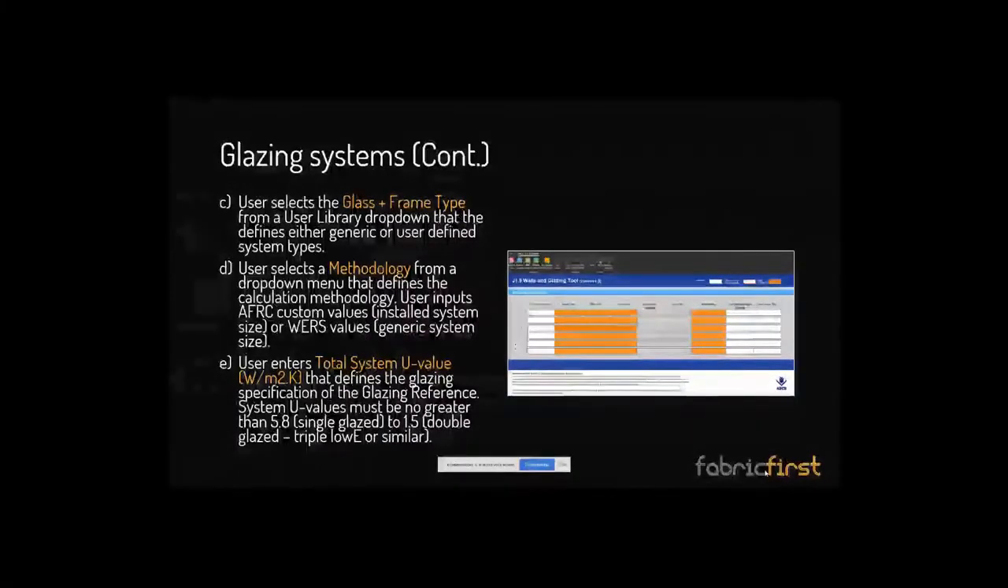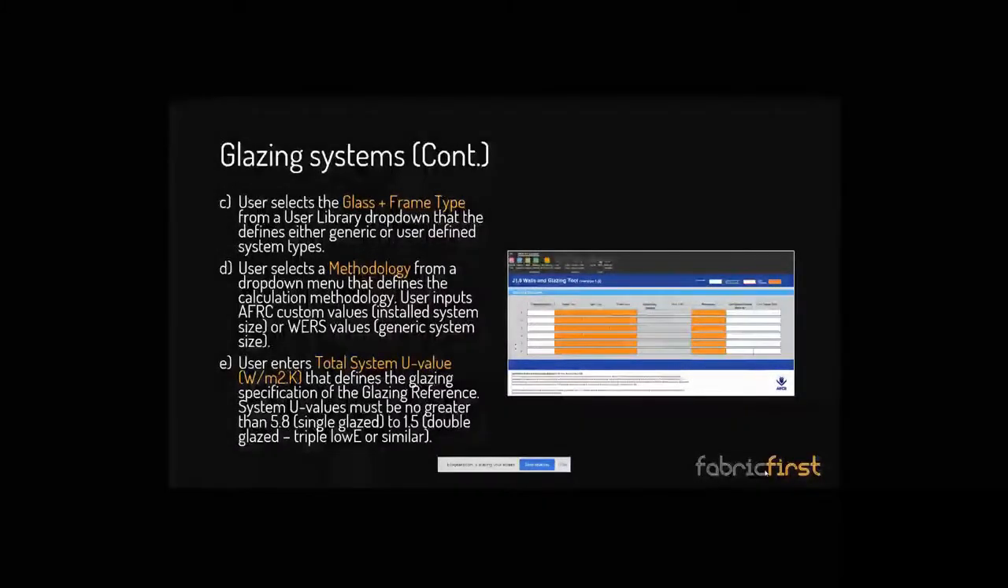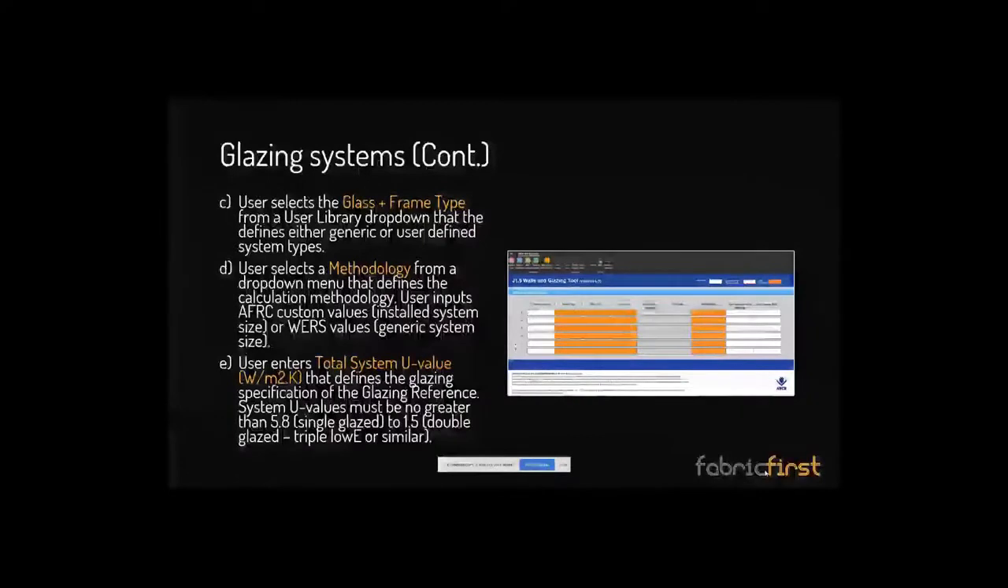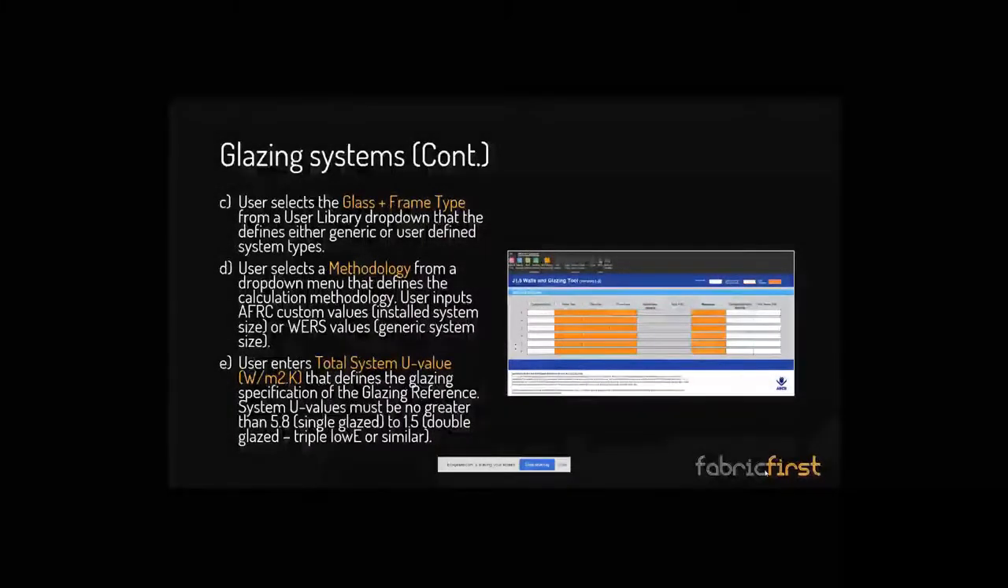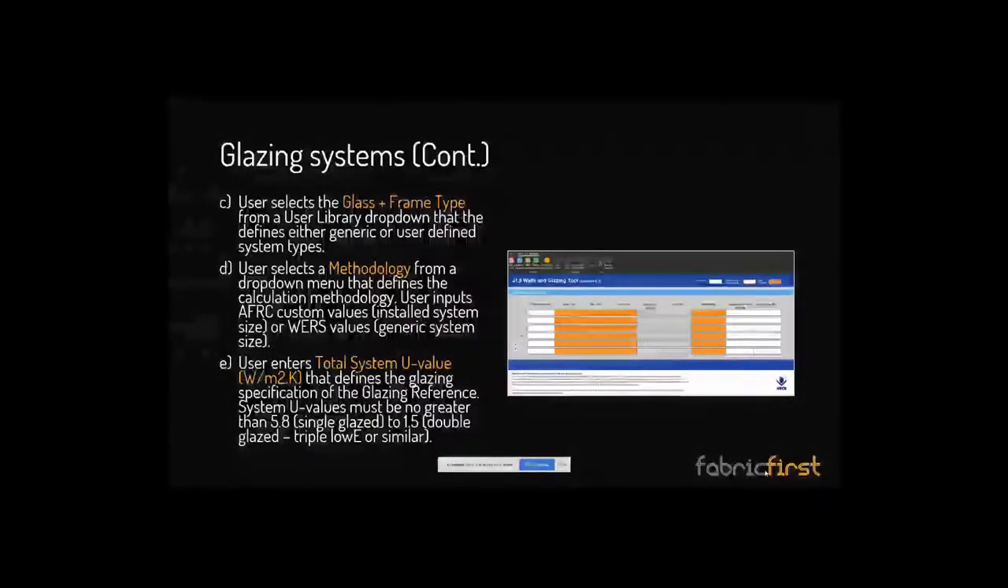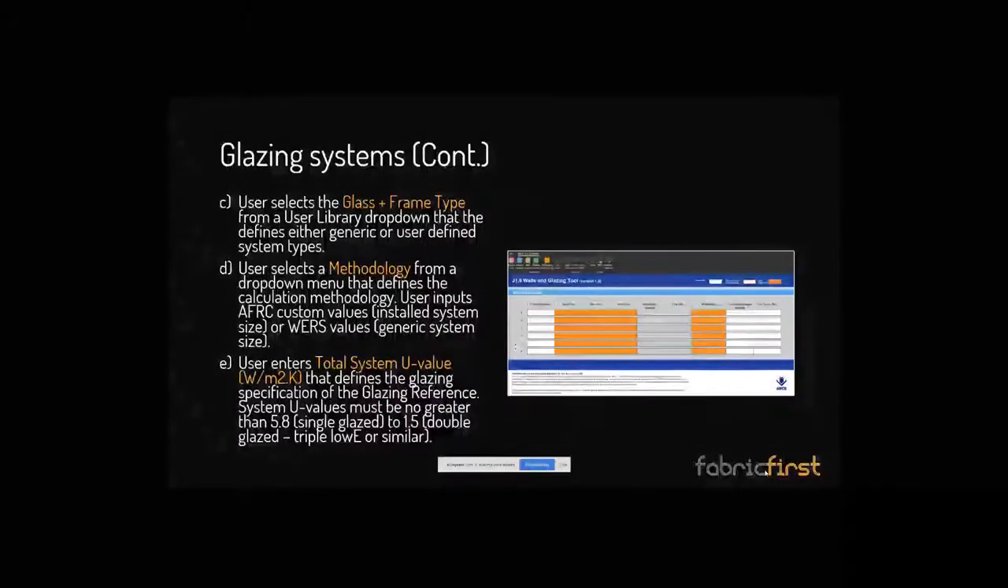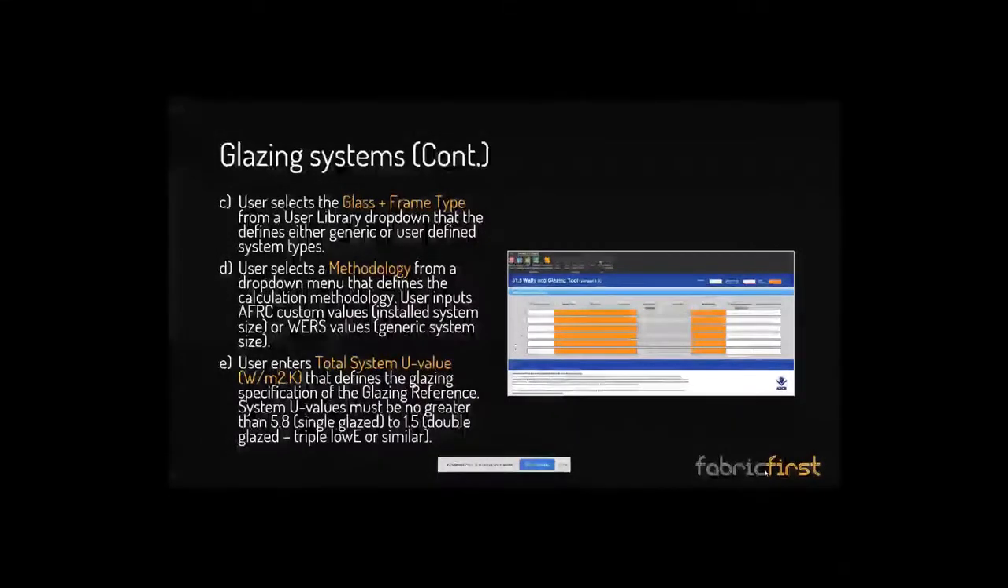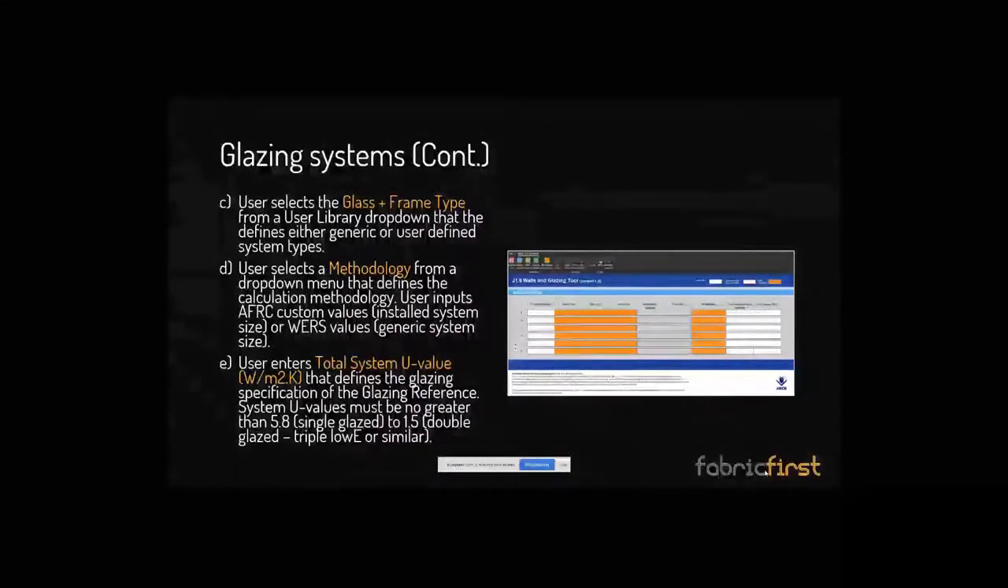Methodology, interesting one. This is to do with how you approach the calculation of the glazing system itself. Now, there is a system out there called WERS. It's highly unsuitable for commercial buildings. I tend to think that no one should be using WERS at all. It's an archaic system. But AFRC is an opportunity to really use some of the calculation methodologies behind the WERS system in order to generate more meaningful values.